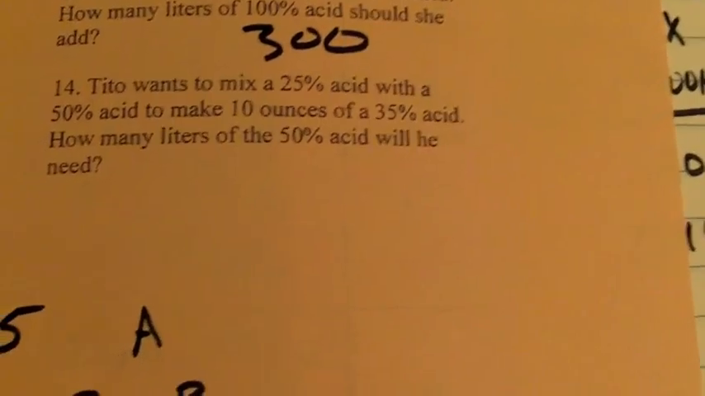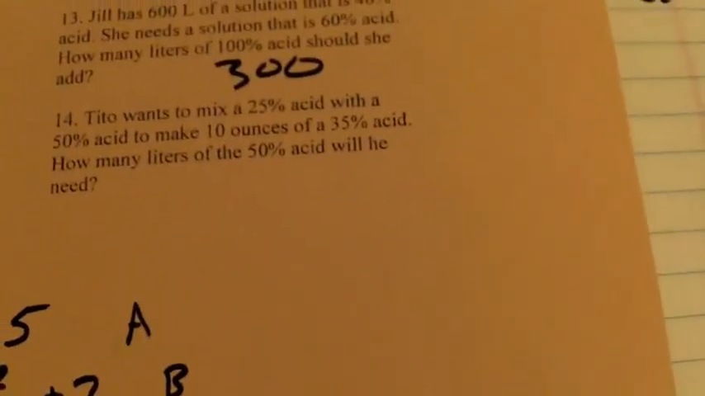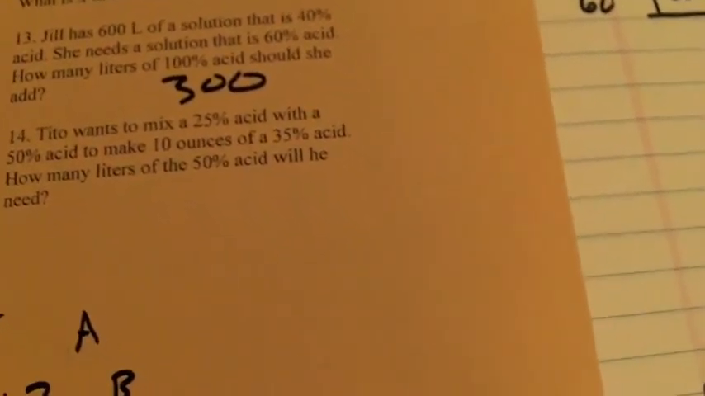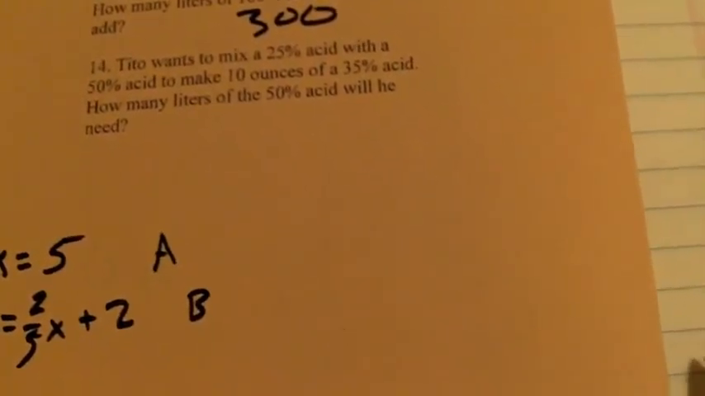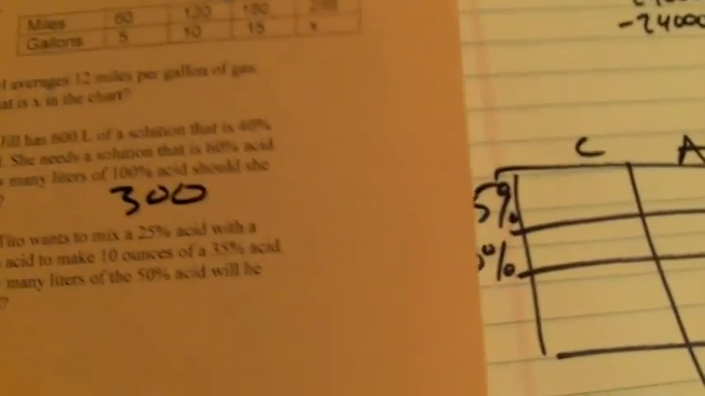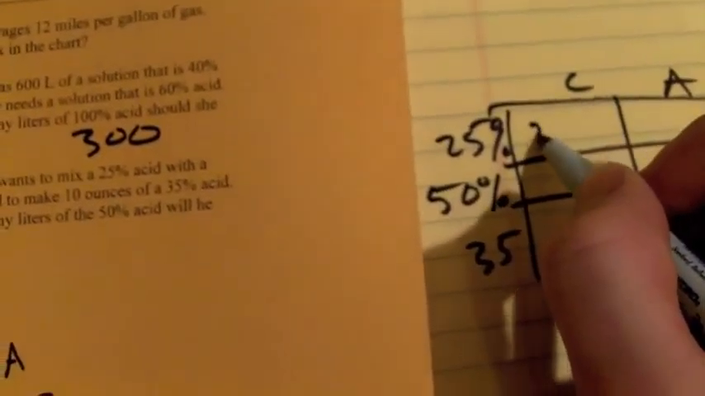Cheetah wants to mix a 25% acid with a 50% acid to make 10 ounces of a 35% acid. How many liters of the 50% acid will he need? Okay, make a chart again, just like we have been doing. Concentration, amounts, totals. I want to mix a 25% acid with a 50% acid, and we want to get a 35. We know the concentrations of each of these, 25, 50, 35, and so we want 10 ounces of this. I don't know either of these, so x and 10 minus x, just like we usually do.